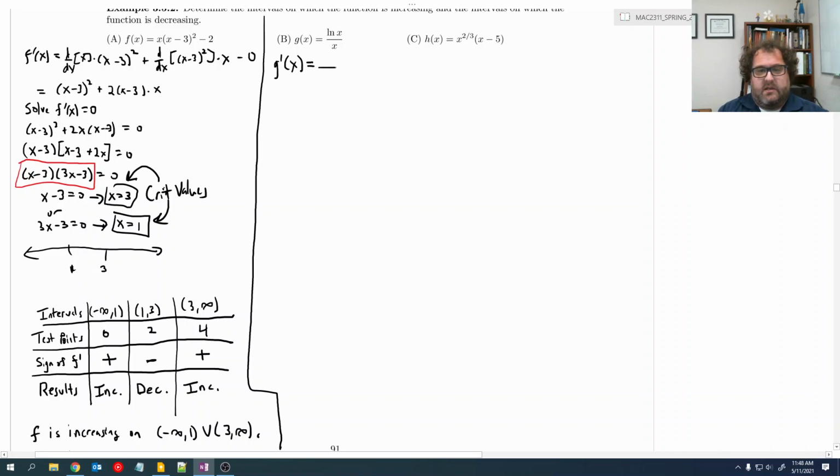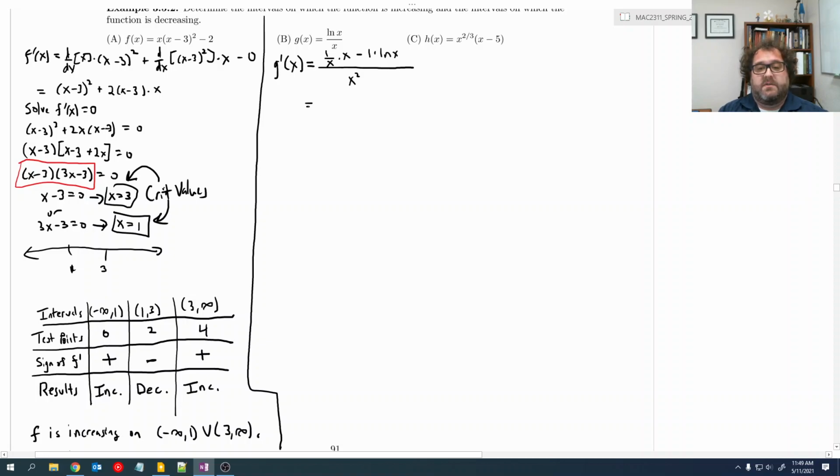So we're going to take the derivative of the top function. What's the derivative of natural log x? It's 1 over x. So 1 over x times the bottom function, x, minus the derivative of the bottom function, 1, times the top function, natural log x, over the bottom function squared.